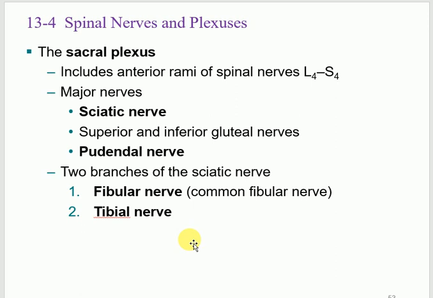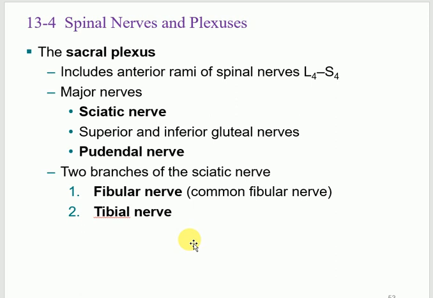How about the sacral plexus? Sacral plexus, I want 2. Sciatic and pudendal nerve. These are the ones that you have to remember. Sciatic will end up giving you the fibular nerve and the tibial nerve, which is tibia and fibula. But the minimum to know is these 2 branches.